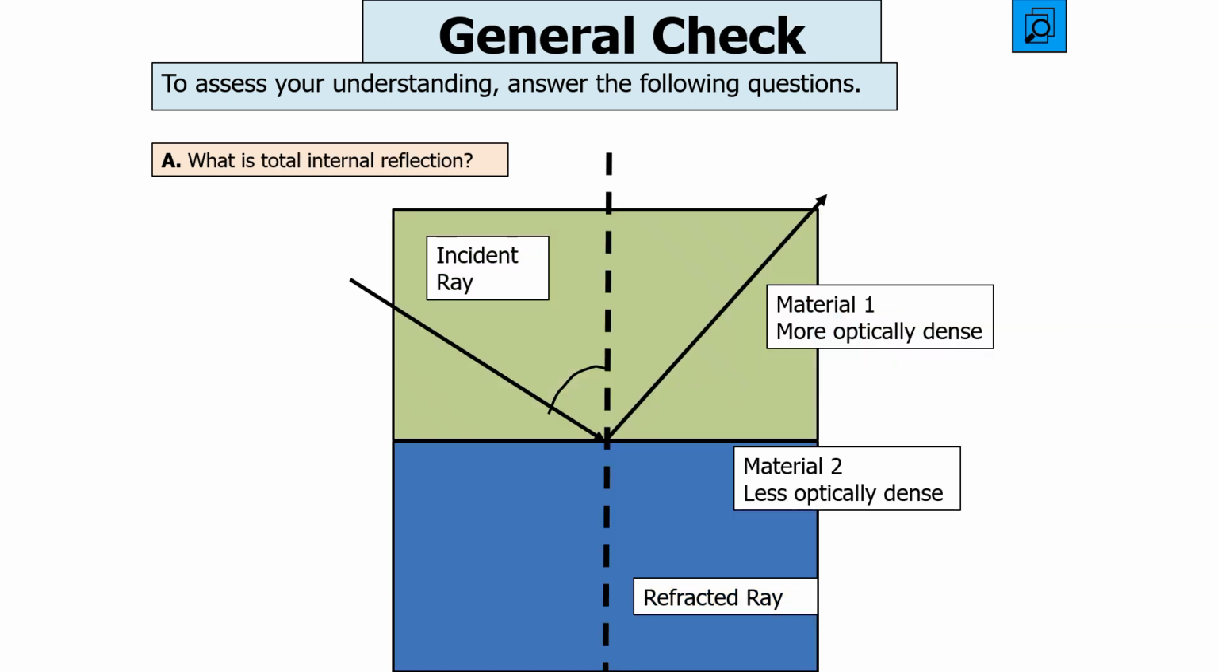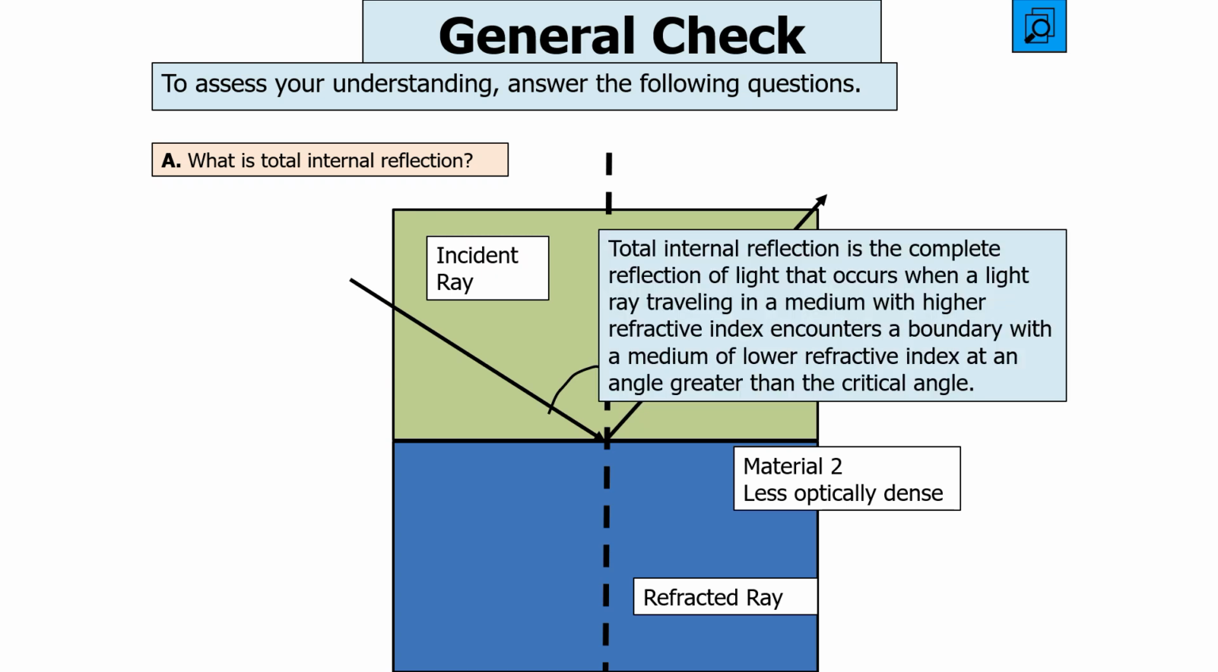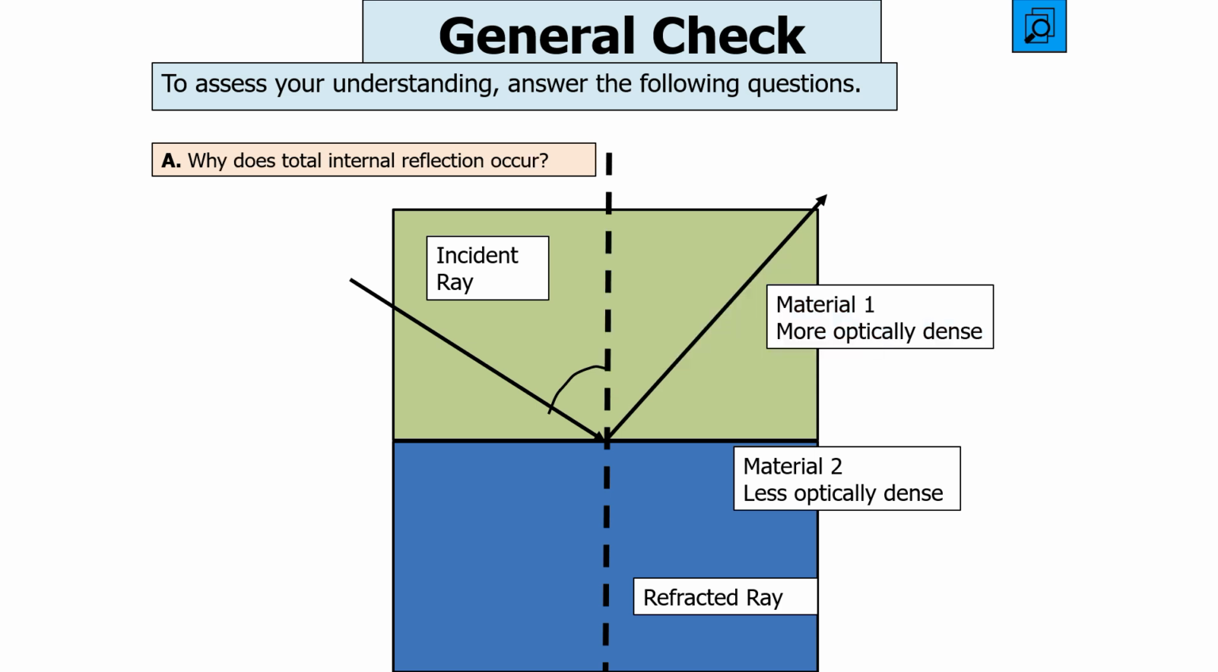What is total internal reflection? Pause the video now, then unpause the video when you want to go through your answer. Total internal reflection is the complete reflection of light that occurs when a light ray travelling in a medium with a high refractive index encounters a boundary with a medium of a lower refractive index at an angle greater than the critical angle. Why does total internal reflection occur?